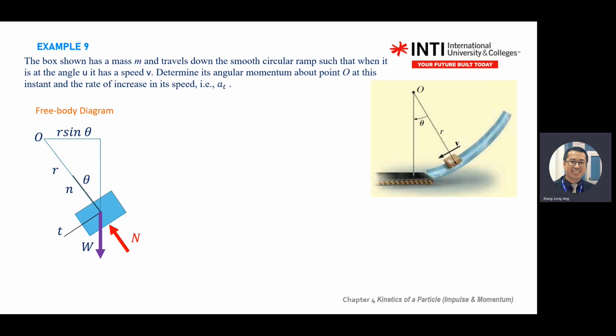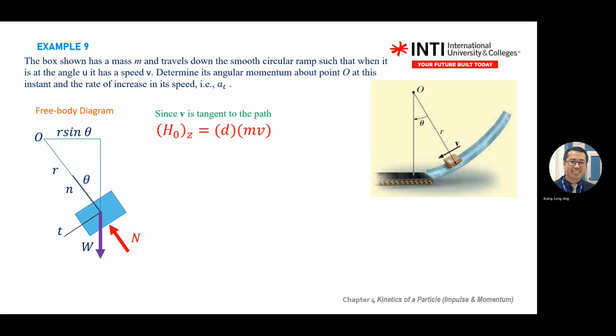No friction because the question already mentions smooth. But of course, in assessment, it will not be that easy. You will see the coefficient of friction is given, right? So there's a friction force there if the friction is given. So in this case, your V is tangent to the curve.